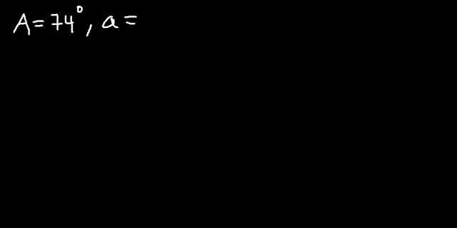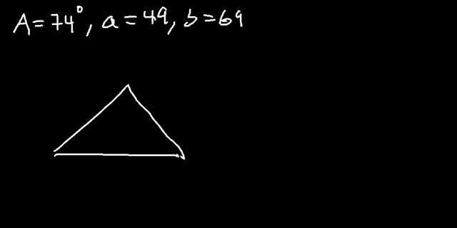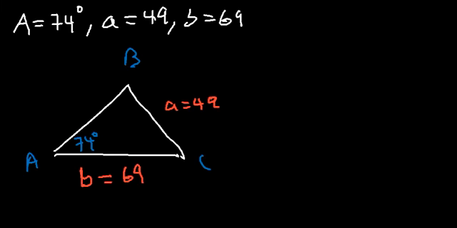So what about another situation where there's no solution? So let's say angle A is 74 degrees and side A is 49 and side B is 69. So let's draw a picture. So this is angle A, B, and C. So here is 74 degrees. Side A is 49. And side B is 69. So we still have a side-side-angle triangle.